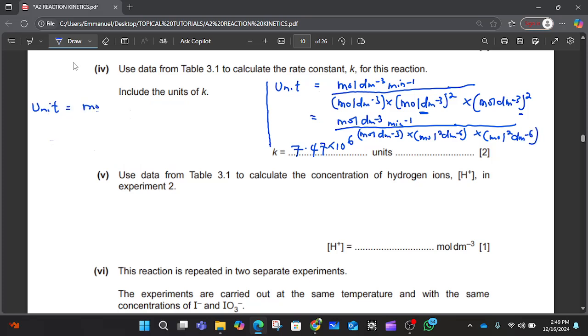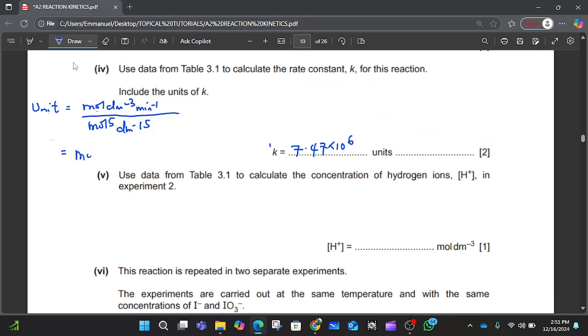So it means we get mole decimeter minus 3 per minute, divided by, when you multiply this mole, this mole, this mole, it means that you are going to get mole exponent 3. That should be exponent 5 rather, because we have mole here, mole squared, and mole squared. So it should be exponent 5. So mole exponent 5 decimeter minus 15, because that will be minus 3 plus minus 6 plus minus 6. So that should give us minus 15.